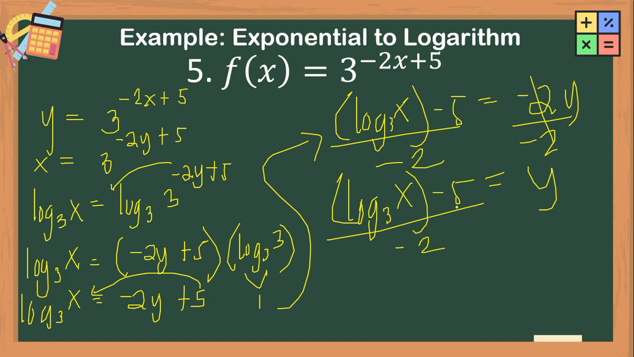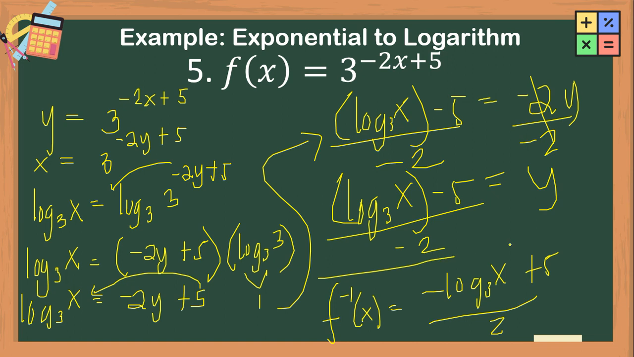So, what is the final answer, guys? What is the final answer? Negative log base 3 of x plus 5 all over 2, equals y. Kasi bawal po yung denominator negative. Very good. So, final answer.